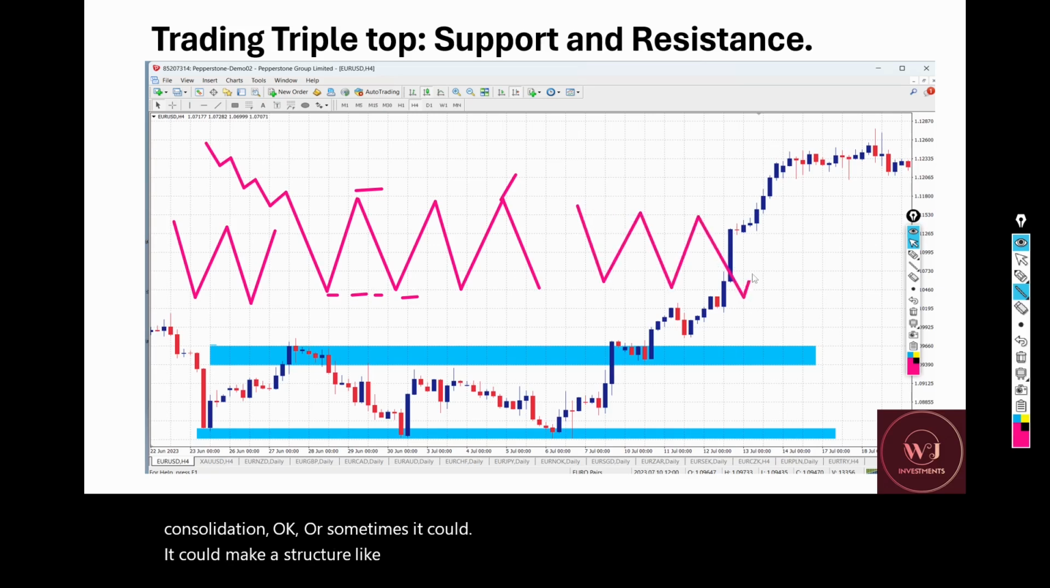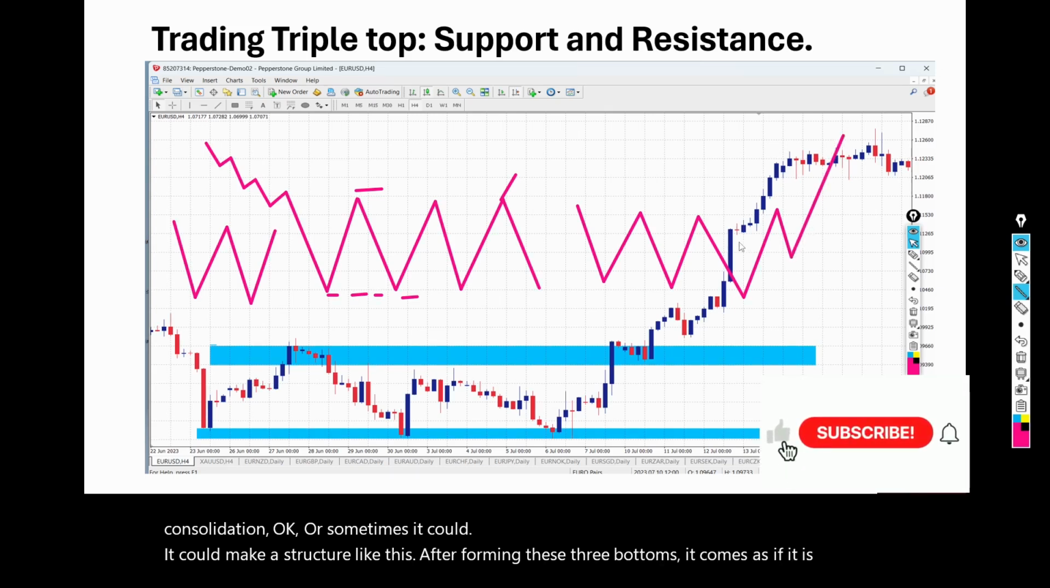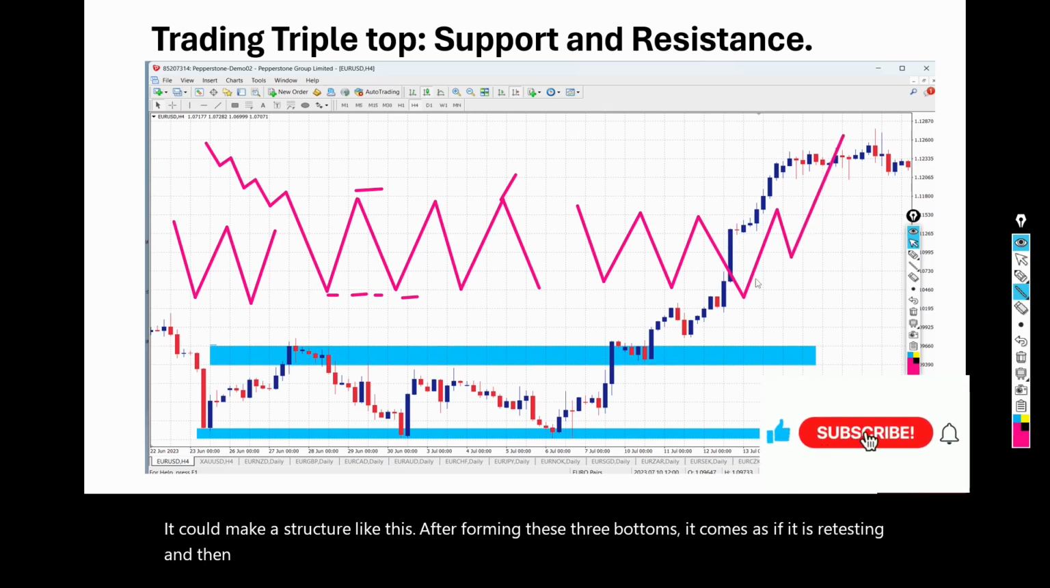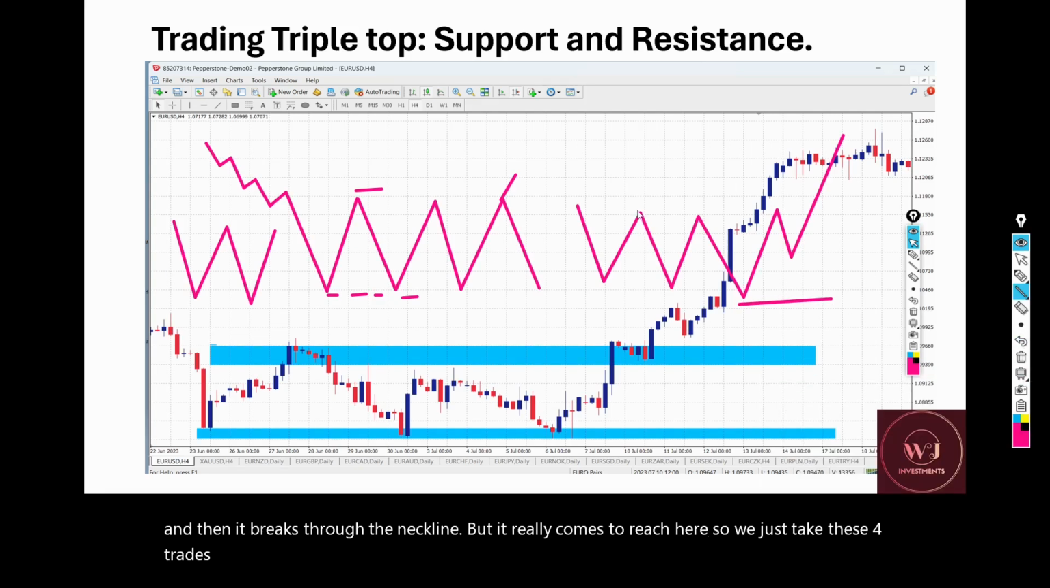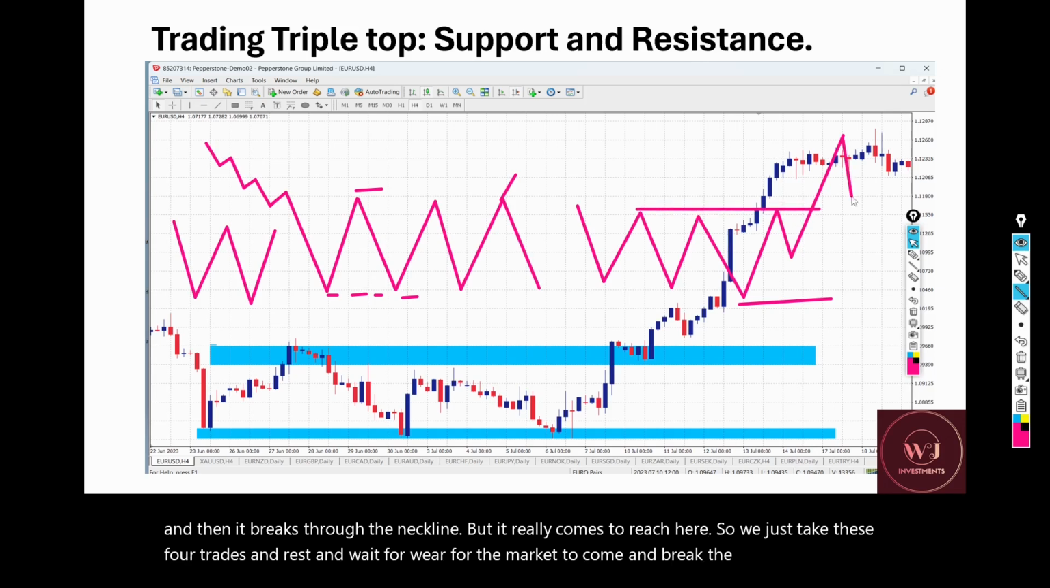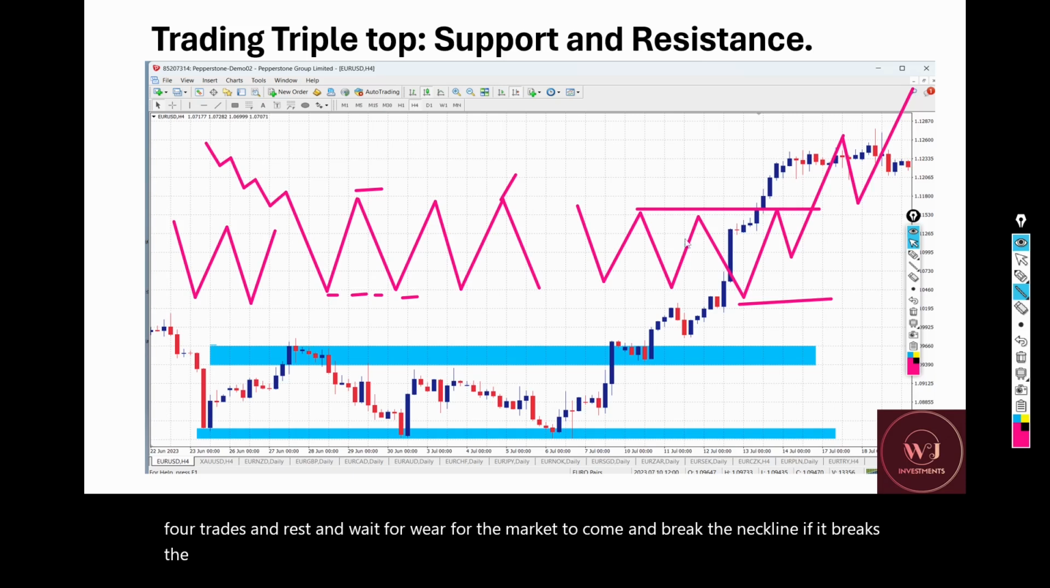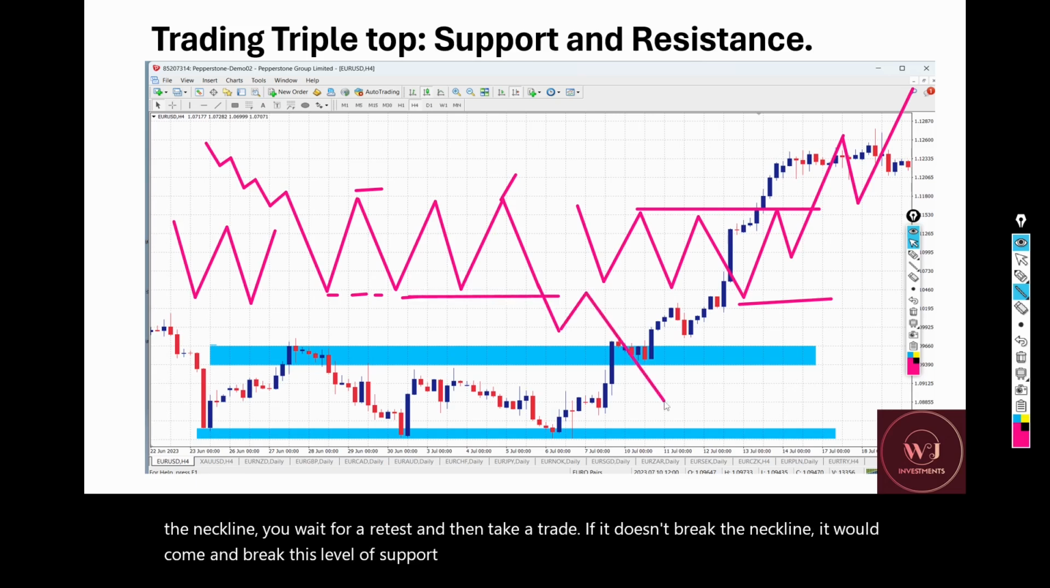After forming these three bottoms, it comes as if it is retesting and then it breaks through the neckline, but it rarely comes to reach here. So we just take these 4 trades and rest and wait for the market to come and break the neckline. If it breaks the neckline, we wait for a retest and then take a trade. If it doesn't break the neckline, it would come and break this level of support, then come and retest it and then continue swinging downwards.